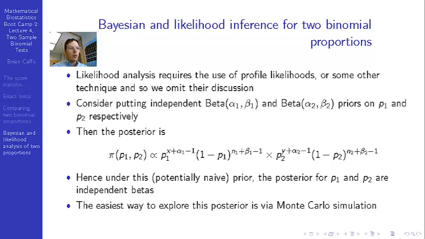So here the likelihood is P1 to the x1, 1 minus P1 to the n1 minus x1, P2 to the y1, 1 minus P2 to the n2 minus y2. And then the beta prior is P1 to the alpha 1 minus 1, 1 minus P1 to the beta 1 minus 1, P2 to the alpha 2 minus 1, 1 minus P2 to the beta 2 minus 1.